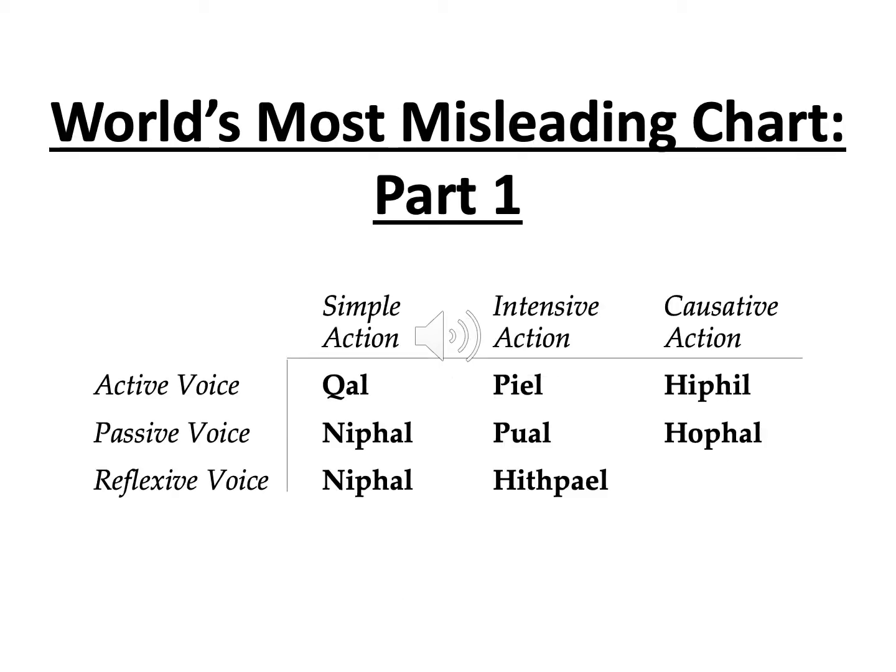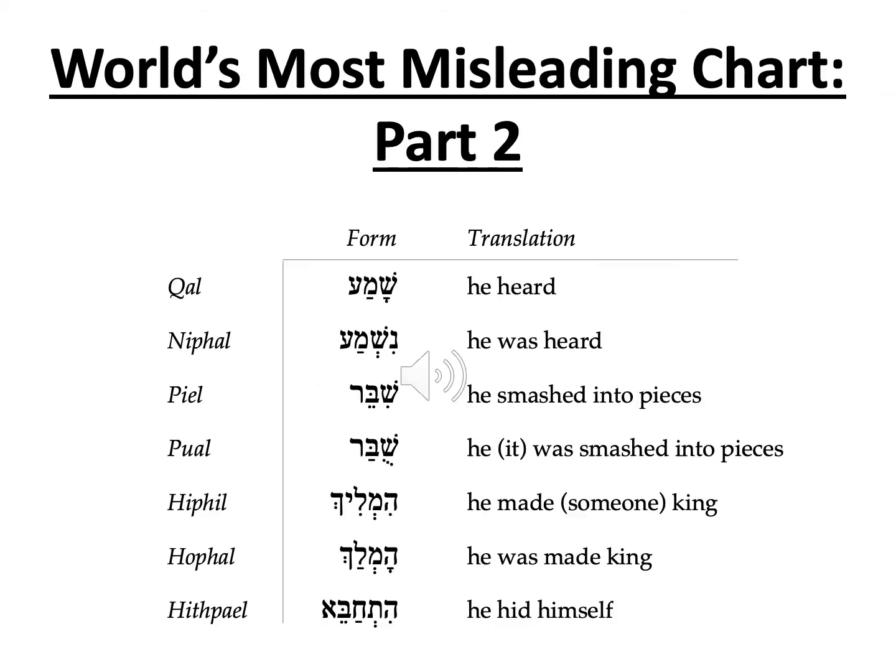This is the world's most misleading Hebrew chart, and I say misleading because sometimes this chart is presented as though it is always true, and it is not always true. In fact, it's not even mostly always true. Many times there are verbs that prefer a particular stem, such as davar, which prefers to always be in the Piel, but is not actually intensive action. However, there is enough of a general pattern some of the time that it is helpful to memorize this chart.